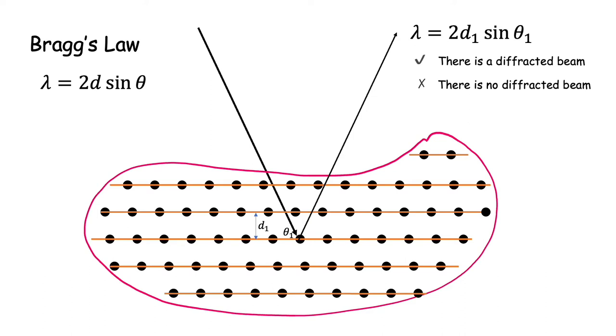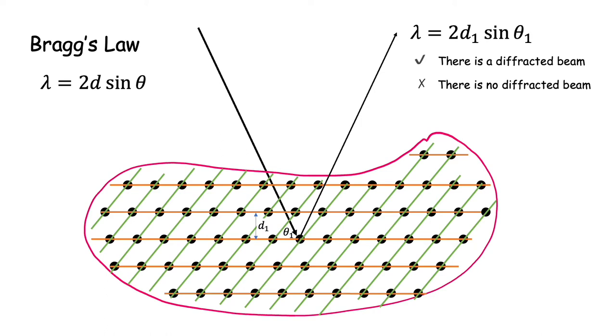A crystal has many, in fact, infinitely many sets of planes. So for another set of planes, we have to again apply Bragg's law. Here I am showing another set of planes in green. Now the interplanar spacing changes to d2 and the angle of incidence also changes to theta 2. So with this changed value of d and theta, I'll again have to apply Bragg's law to see if there is a diffracted beam or not. So Bragg's law can answer the question which we posed, but you can see it will be a tedious process of checking plane after plane.